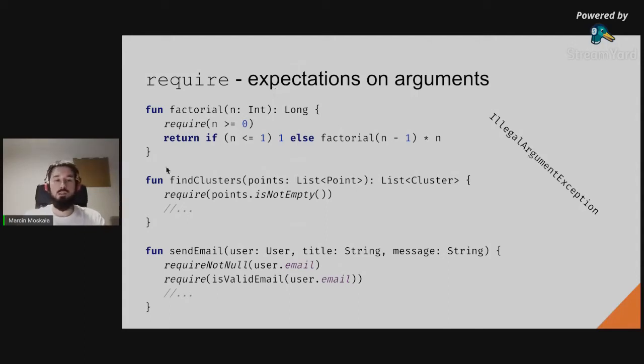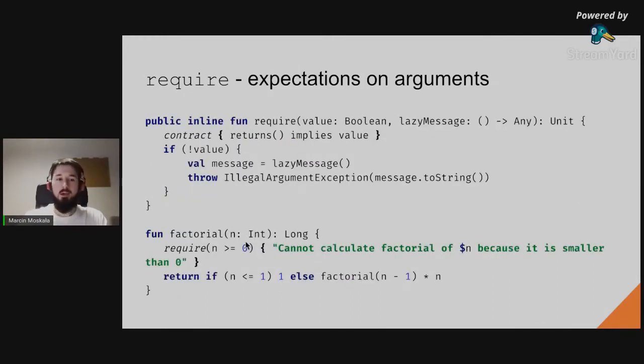Require also supports requireNotNull, which checks that something is not null, and both of them also support smart casting. So if you check that require something is not null, or require something is of some type, then it will be smart casted to this type. In the require block, you can also specify a message lazily using a lambda expression. So thanks to that, it will be calculated only if needed, not always.